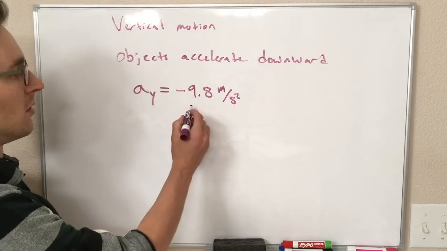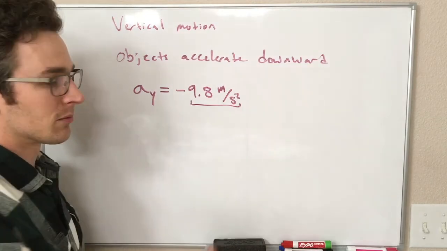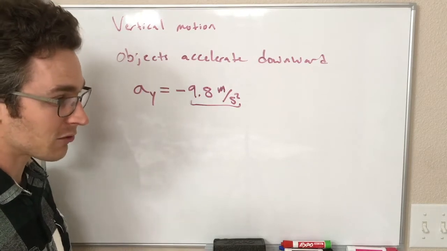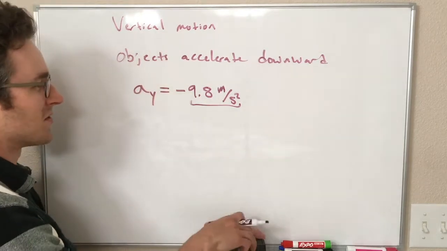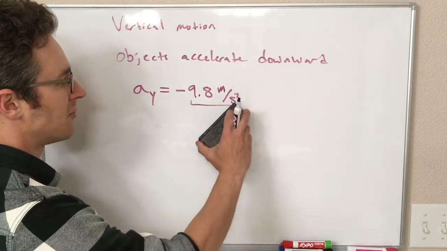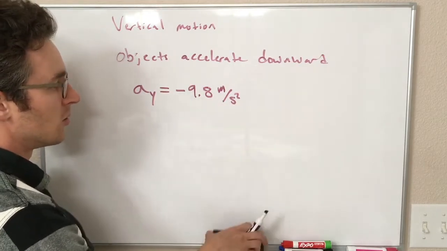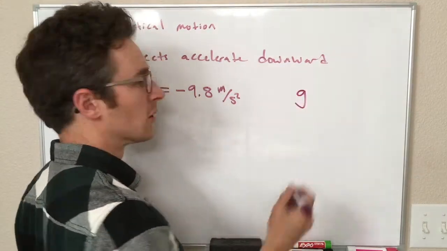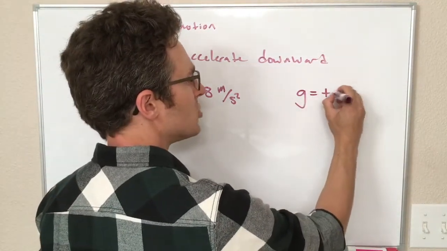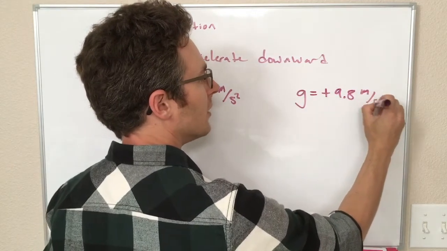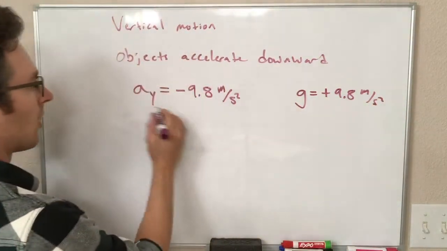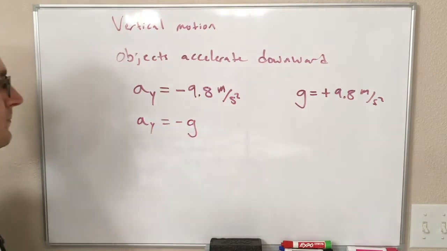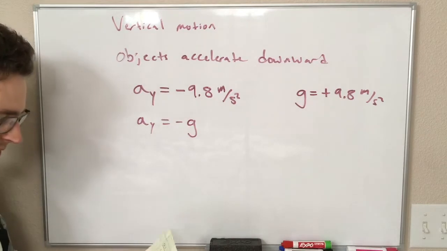This number is used very, very often, and we're going to continue using it through, I think, every chapter the rest of the semester. So this 9.8 meters per second squared, we give it its own name because it's used so commonly. So we call that g, lowercase g, and g is defined as positive 9.8 meters per second squared, which means our y acceleration is equal to minus g. Okay, so let's do a little example using this.